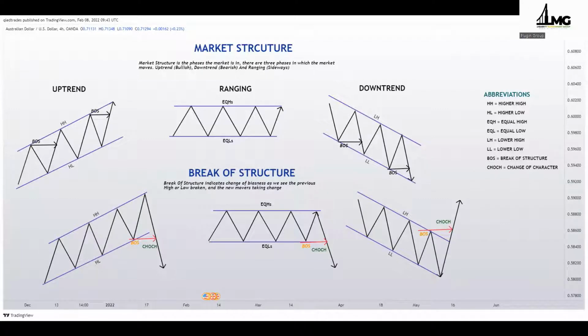Hey guys, in this video I'm gonna cover market structure, which is the first technical subject that I've covered in the ebook. For those people that have viewed the SMC strategy ebook, you'll see that market structure is the first lesson. And the reason why market structure is the first lesson is because this is what enables us to understand what form the market is in.